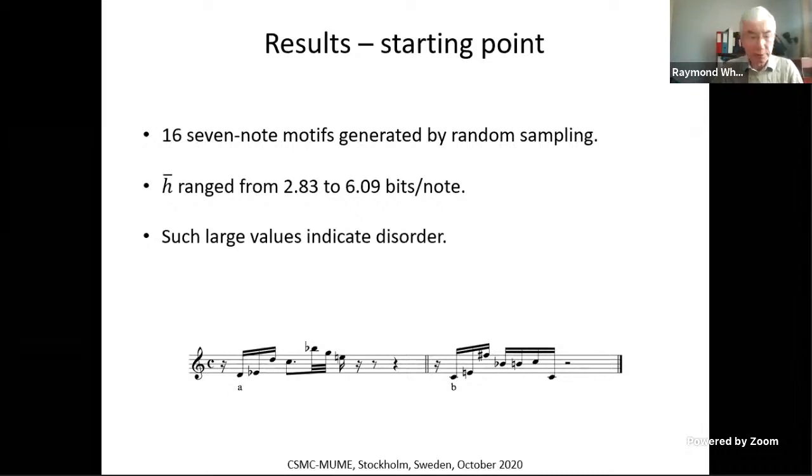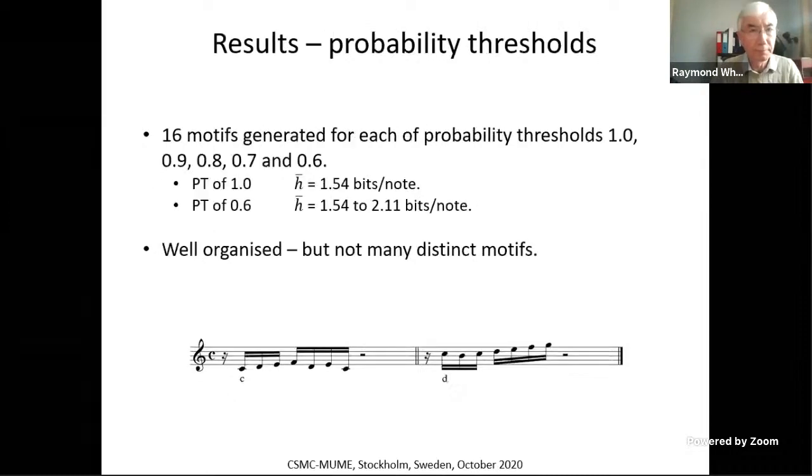Such large values indicate a tendency towards disorder, and indeed there were many inappropriate chromatically altered notes and large intervals, as we can see from motifs A and B. Random sampling can be modified by the use of probability thresholds, as I mentioned earlier, to generate a greater proportion of suitable subjects.